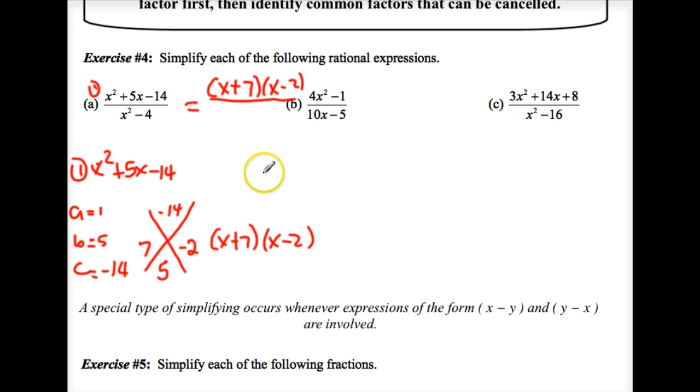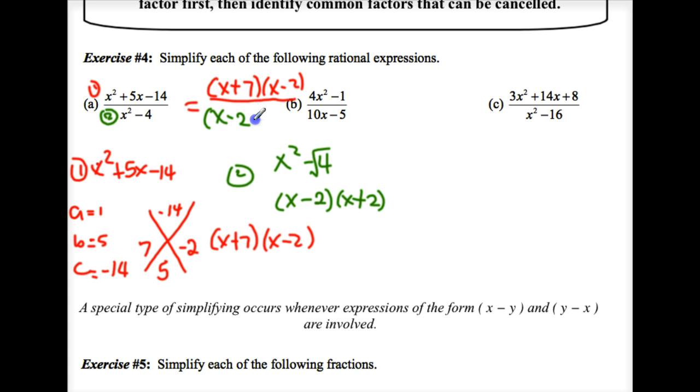Now we need to work on the bottom part of it. So let's do a different color. So let's call the bottom 2. So for the bottom, it's x squared minus 4. There's no middle term, and 4 is a perfect square, so I know this is a difference of squares where I can do x minus 2 and x plus 2. So the bottom ends up being x minus 2, x plus 2.